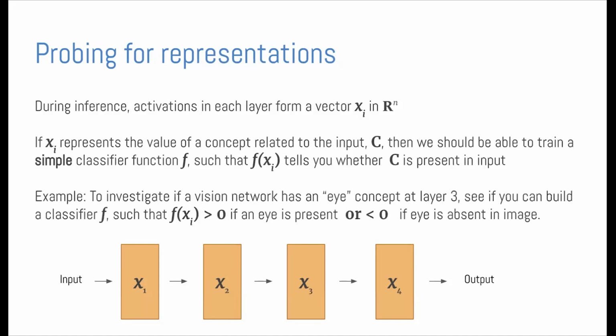Okay, so for example, this is something that people play with in a vision network, and you might say, does the vision network know about eyes at layer 3? You would train a classifier to look at those internal representations and give you a positive value if the eye is present or negative if the eye is absent. Essential to this is that it has to be a relatively simple classifier function, because if there's a lot of information in one of these middle layers, some very complicated neural network could probably extract it. And it doesn't really tell you that there's a representation. It needs to be simple for this to be meaningful.